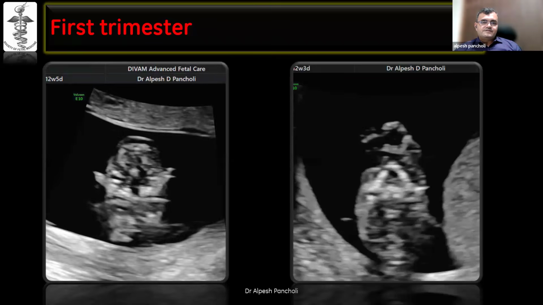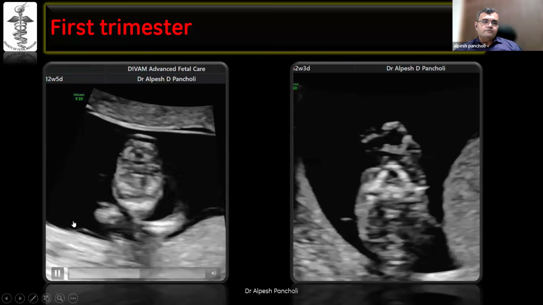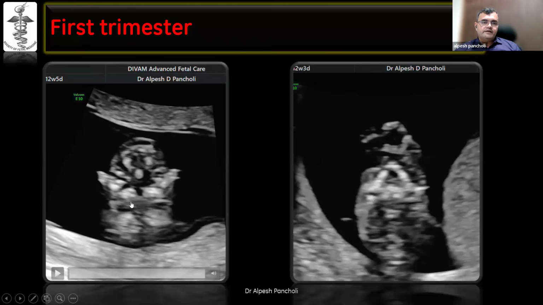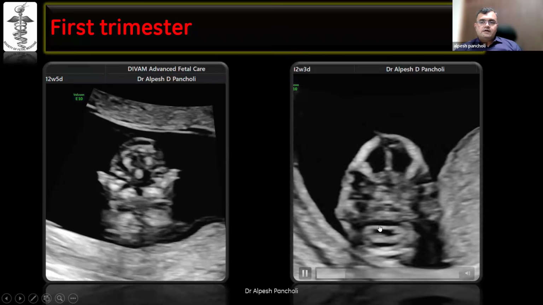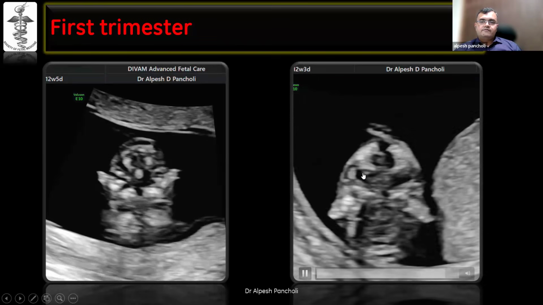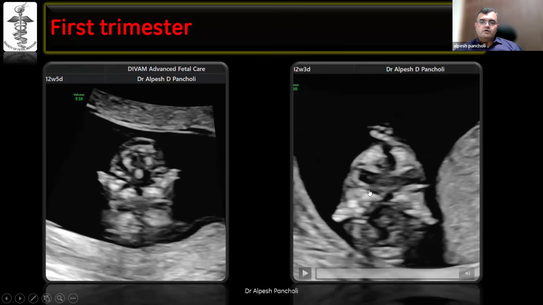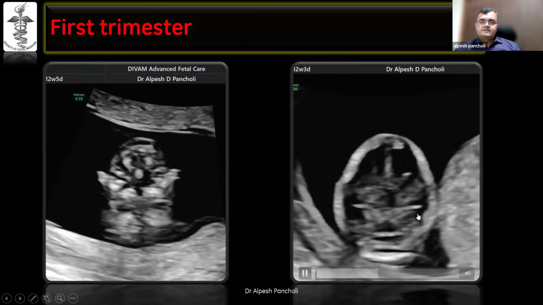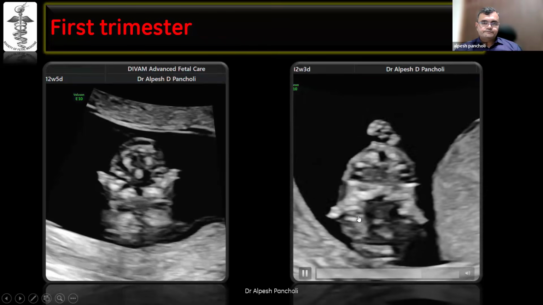During the first trimester, we can also evaluate the pinna on both sides. This is the axial view with the dorso-anterior position. Here we can see the developing tympanic ring as well. This is a dorso-posterior position with the assessment of the orbits and the retronasal triangle. On either side, we can see the ears as well.